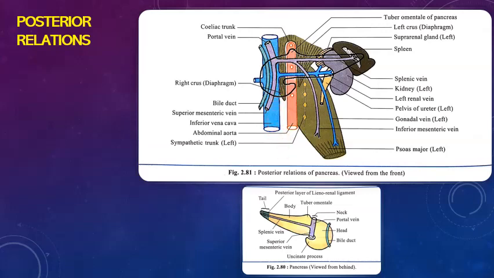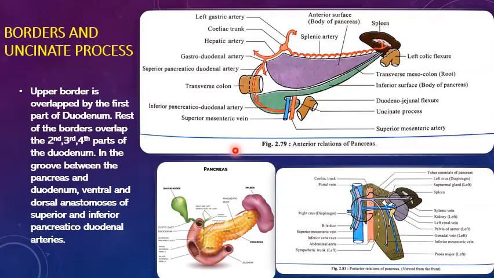Then what are the other parts of the head? Anterior surface and posterior surface are over. Now we should talk about the relations of the borders. So, borders and the uncinate process. The upper border is overlapped by the first part of duodenum.